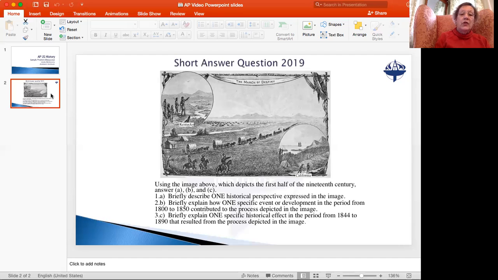You should also notice that the wagons and the settlers are moving toward what is a rising sun, implying that westward expansion is a very positive thing, that the settlers will bring with them ideas and beliefs such as those about democracy and freedom, and that this will improve life for the country and for the people who already are living on these lands. So that's the document itself.